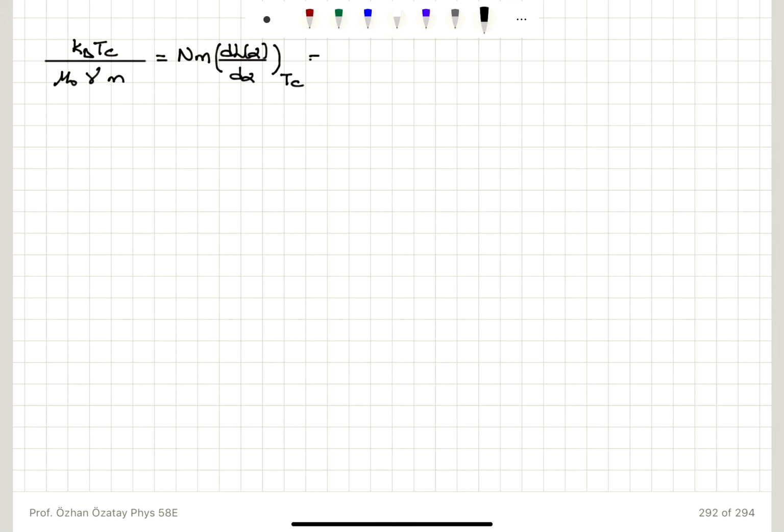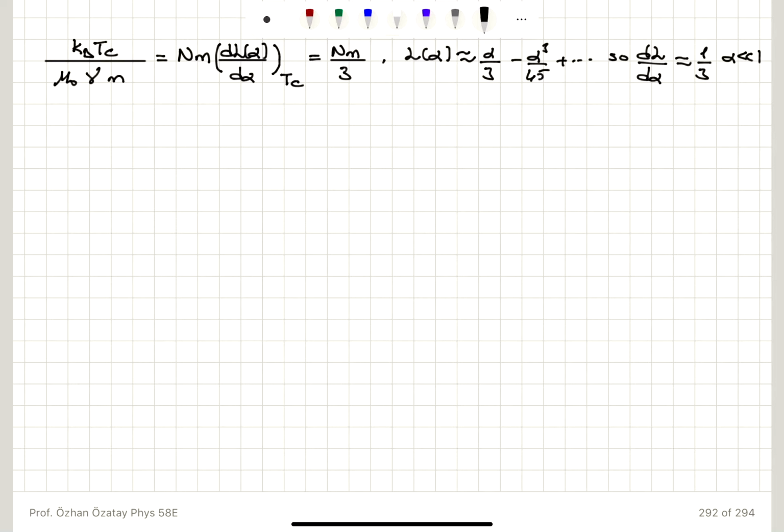And we know that this is capital N m over 3 from the Taylor series expansion of the Langevin function. So we know that the Langevin function is alpha over 3 minus alpha cubed over 45, etc. And the slope of the Langevin function is 1 over 3 for small alpha, so alpha much less than 1.